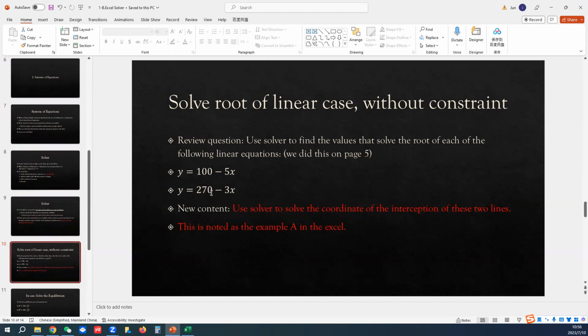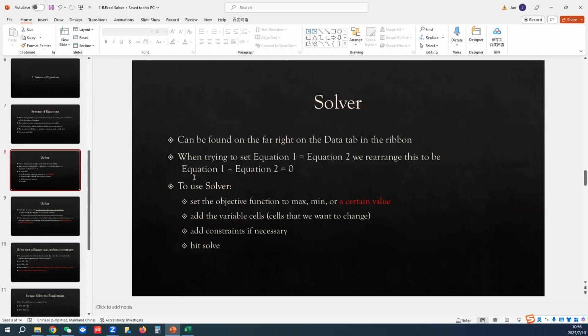There are 2 equations. If you were to solve them by hand, it's pretty straightforward. You just let those y's equal to each other, namely the right-hand sides of these 2 equations should be equal. It's 100 minus 5x equal to 270 minus 3x, right? That's how you solve it by hand. And here Solver actually follows exactly the same logic. What we do is set equation 1 equal to equation 2, and we rearrange this to be equation 1 minus equation 2 equal to 0.